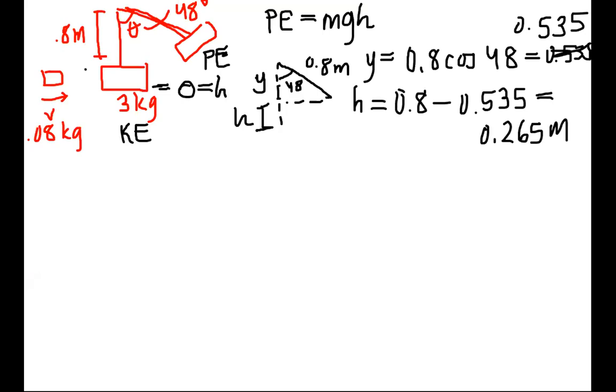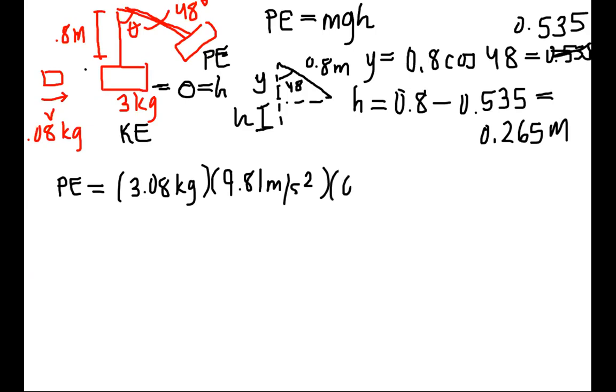So our potential energy at that top part of the swing is equal to our total mass, because the bullet is embedded in the wood, so that's 3.08 kilograms, times 9.81 meters per second squared, times 0.265 meters of height, which gives a potential energy of 7.998 joules. So that will be our potential energy at the top of the swing.